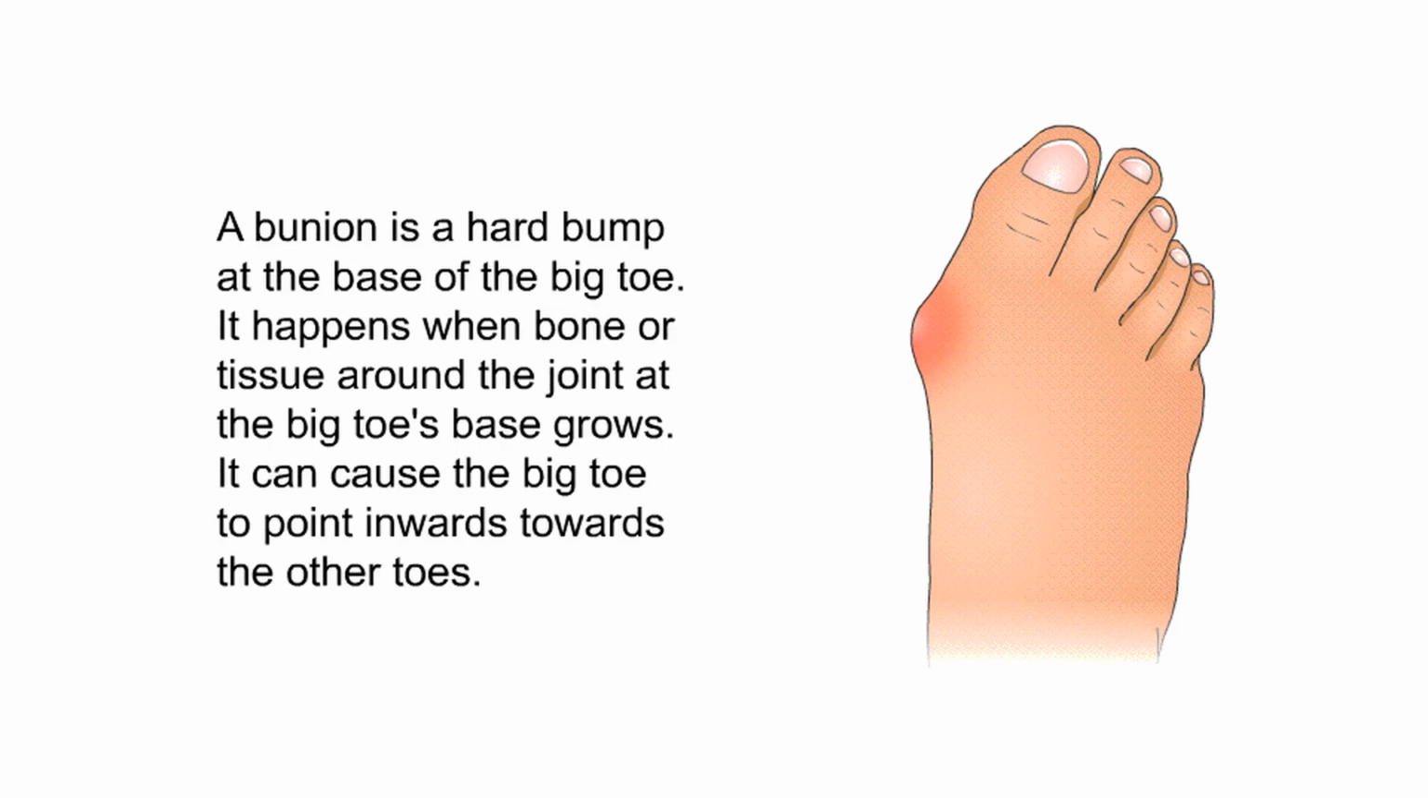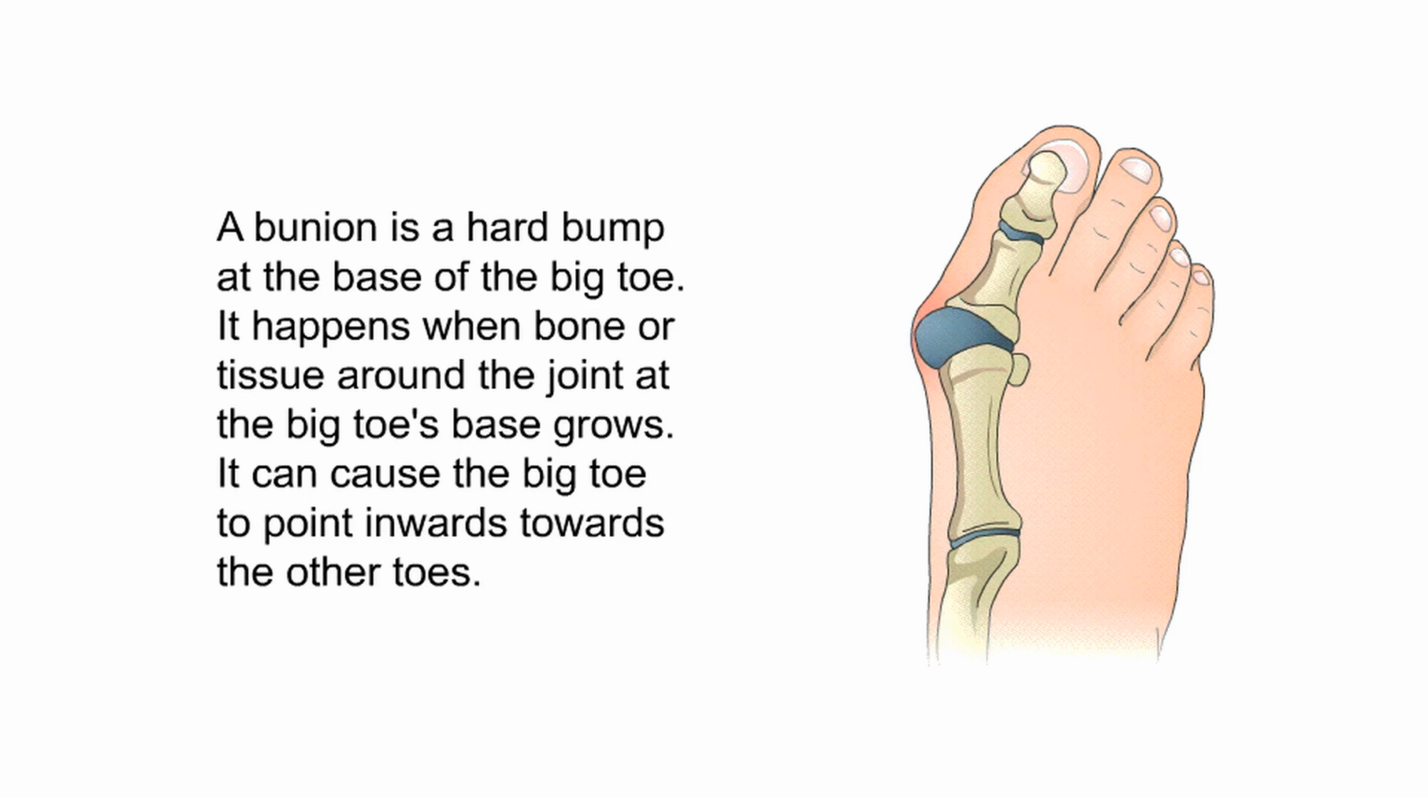Summary. A bunion is a hard bump at the base of the big toe. It happens when bone or tissue around the joint at the big toe's base grows. It can cause the big toe to point inwards towards the other toes.